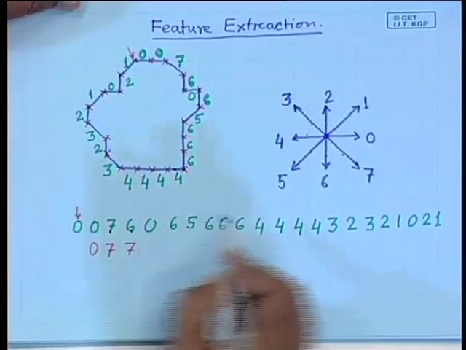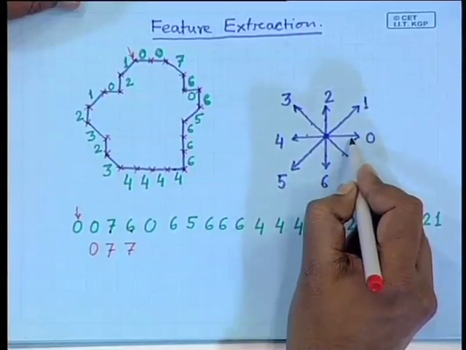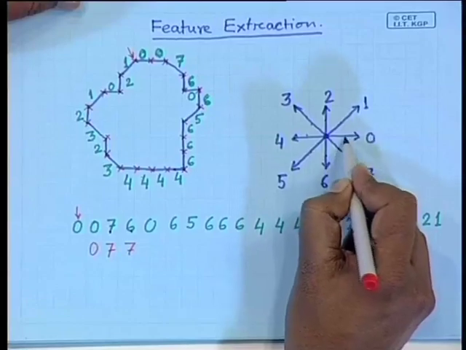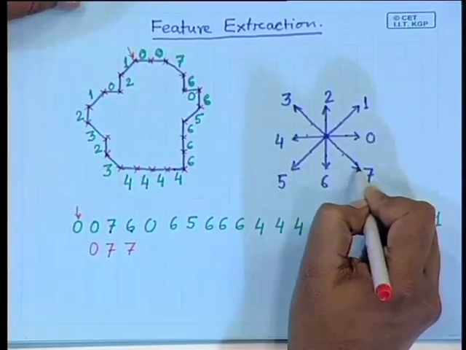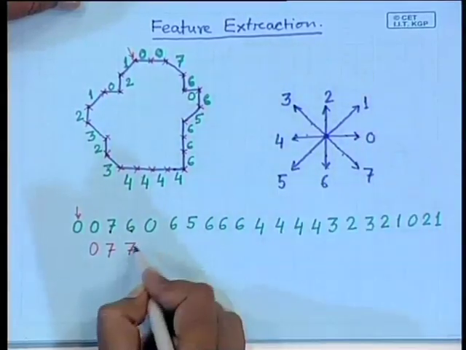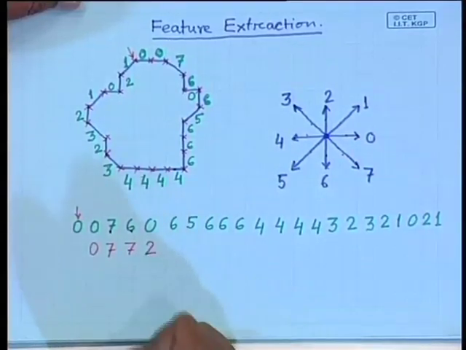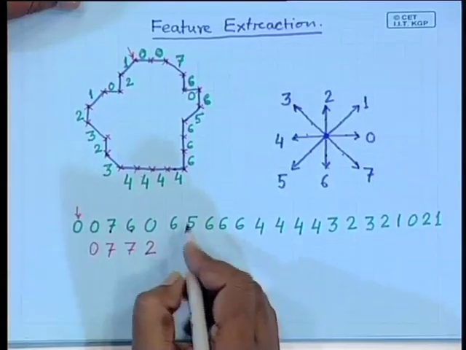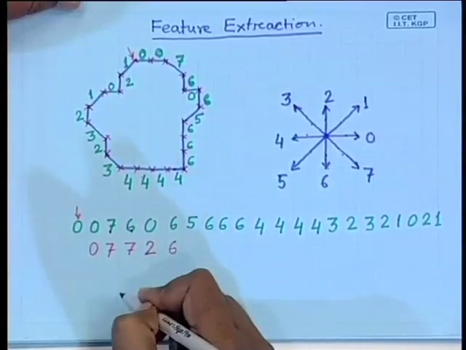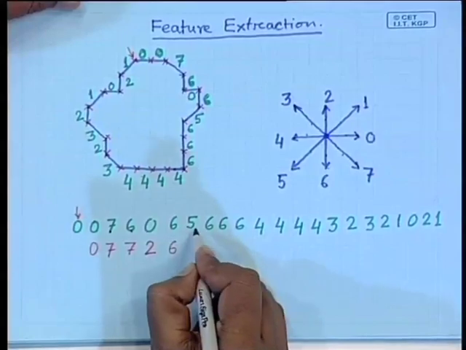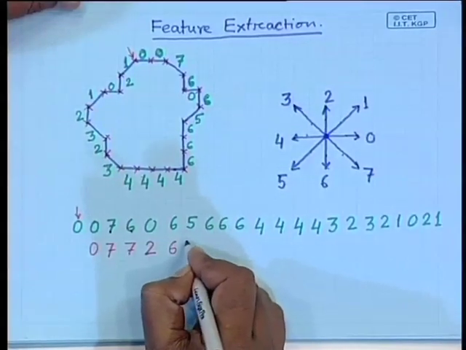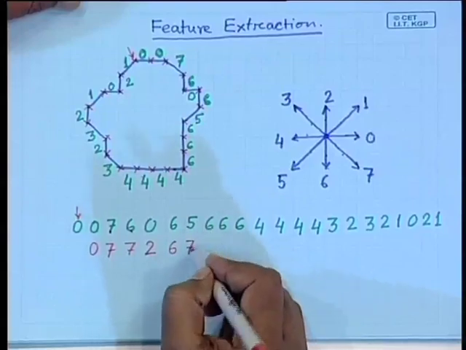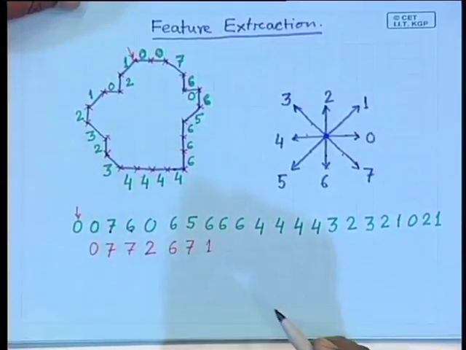Then from 6 to 0, this is 6, this is 0, I am following anti-clockwise rotation. So, I have to perform 2 steps of rotation. So, 1 and 2. So, this will be coded as 2. Next is from 0 to 6, I have to perform 6 steps of rotation. Next is from 6 to 5, I have to perform 7 steps of rotation. Next is from 5 to 6, I have to perform only 1 step of rotation.